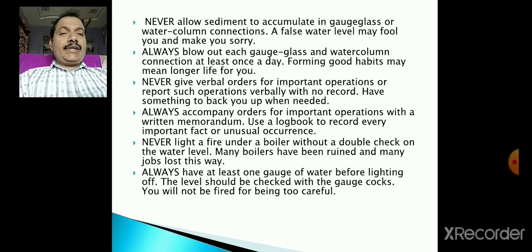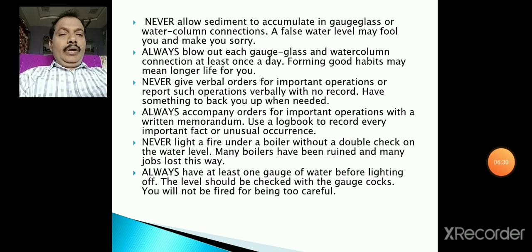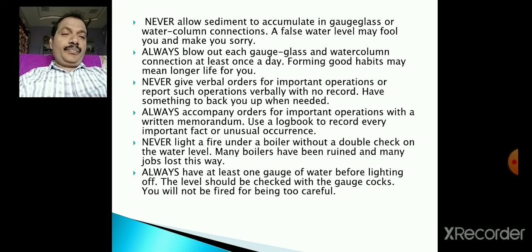And never light a fire under a boiler without a double check on the water level. Many boilers have been ruined and many jobs lost this way. So this is the important factor. Always have at least one gauge of water before lighting off. The level should be checked with the gauge cocks. You will not be fired for being too careful.